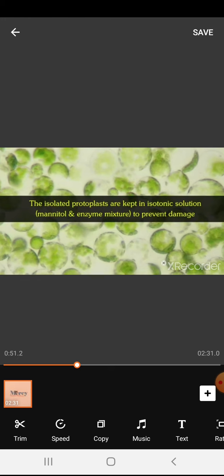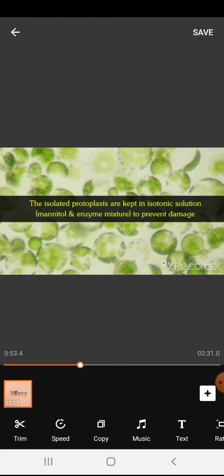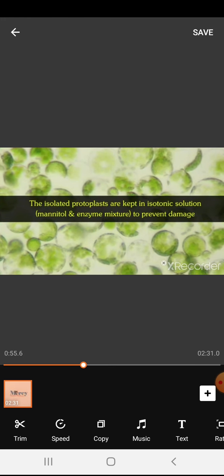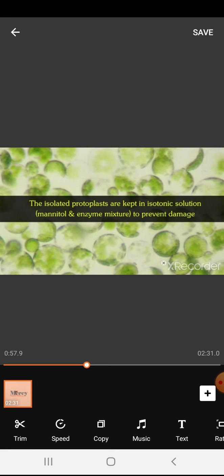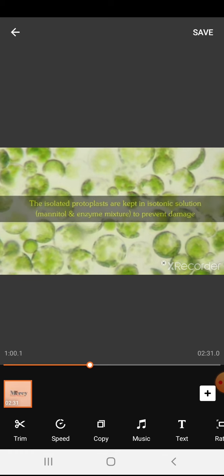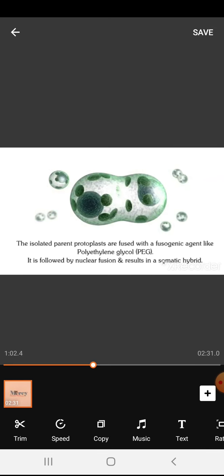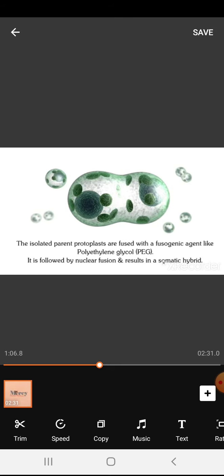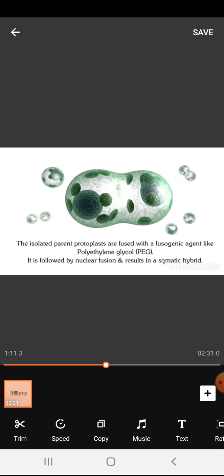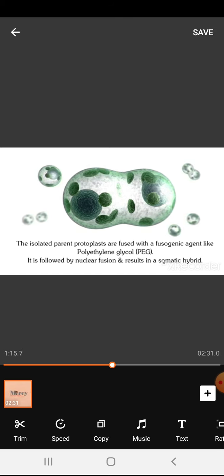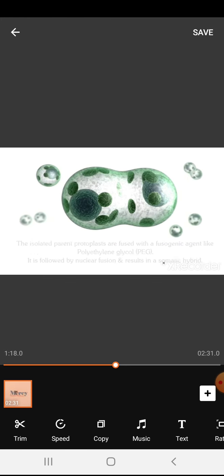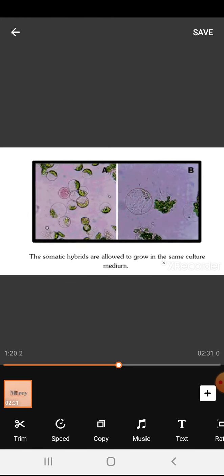The isolated protoplasts are kept in isotonic solution, that is, mannitol and enzyme mixture, to prevent damage. The isolated parent protoplasts are fused with a fusogenic agent like polyethylene glycol, that is PEG. It is followed by nuclear fusion and results in a somatic hybrid. The somatic hybrids are allowed to grow in the same culture medium.